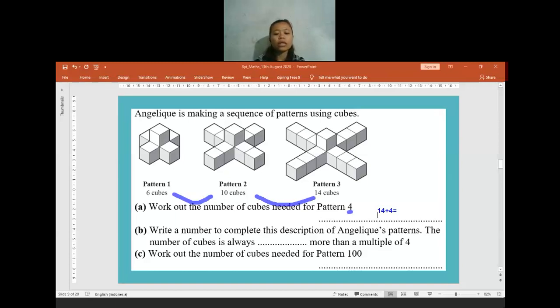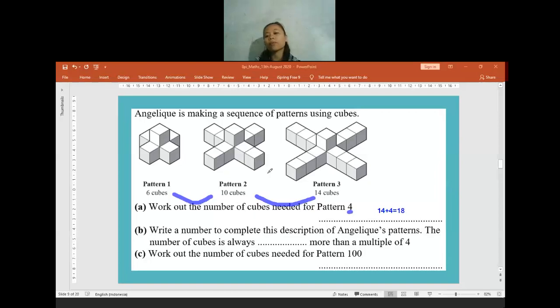Is there anyone who is confused? Is there anyone having any question? No question? Okay. Let us move to question B. Write a number to complete this description of the pattern: the number of cubes is always blank more than the multiple of 4.